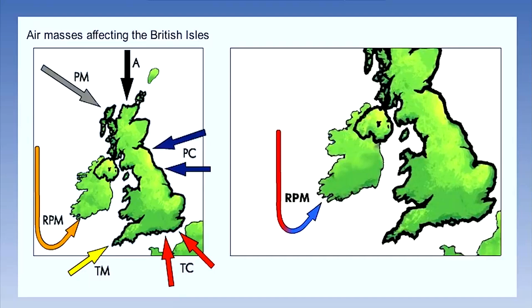Returning polar maritime. If polar maritime air takes a large southward detour down across the Atlantic, before returning northeastwards again towards Europe, we call it returning polar maritime air. It is distinct enough to have a classification all on its own. It is initially stable, but as it moves south, it becomes unstable, with plenty of moisture gathered on its passage over the ocean. It is a cloudy air mass, generally unstable, with cumulonimbus and even thunderstorm activity.